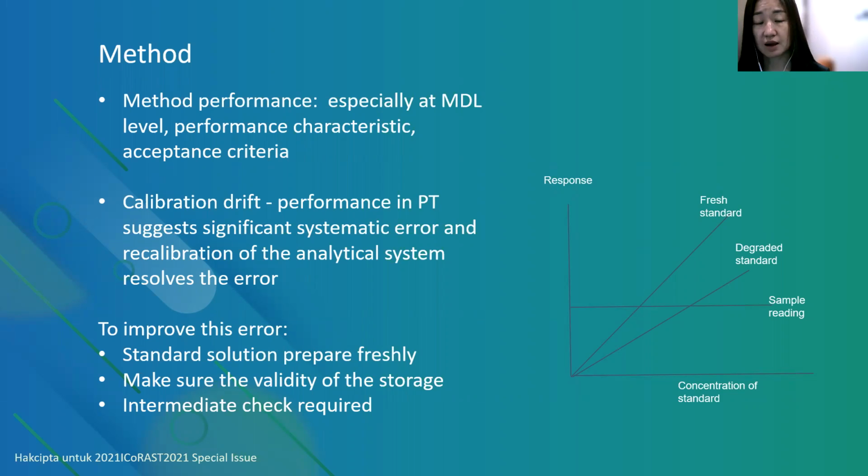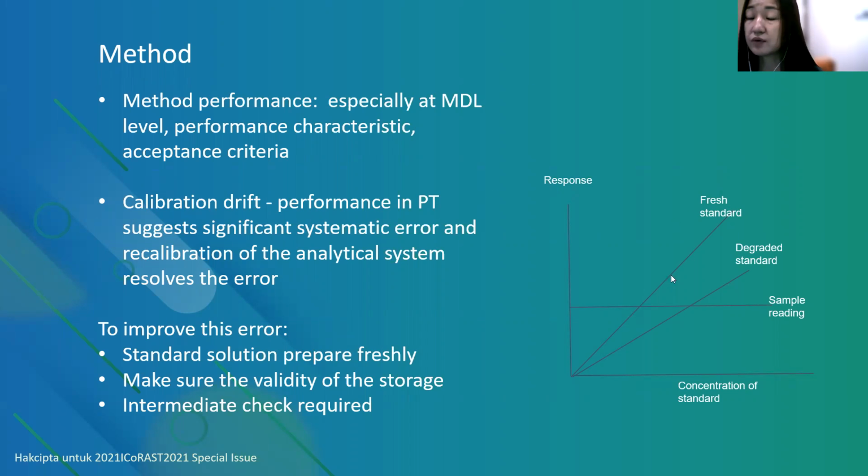This is one of the examples of calibration drift. The PT performance might have this systematic error if calibration drift occurs. Recalibration of the analytical system resolves the error.